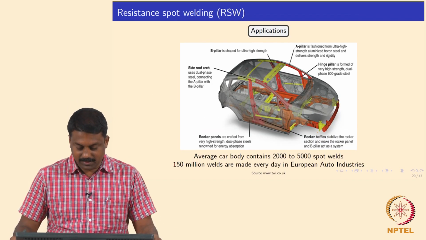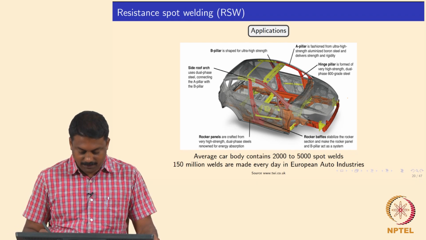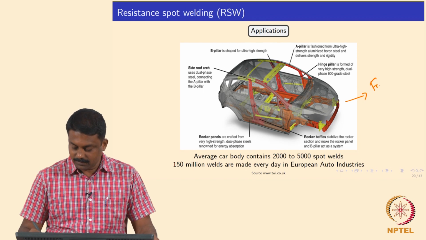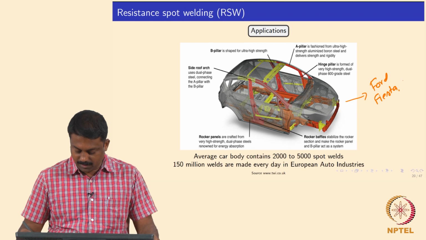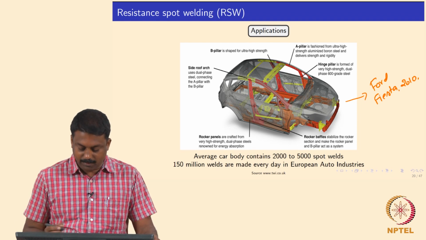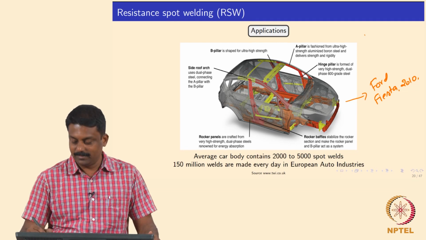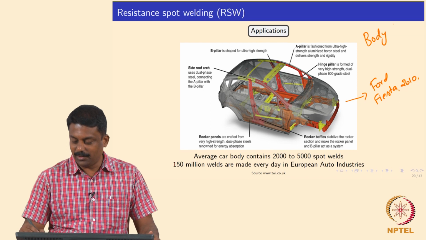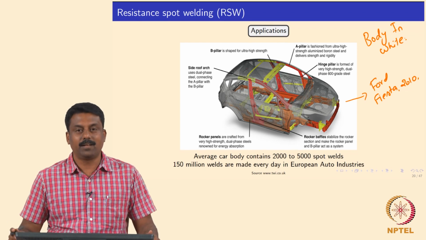So, applications. I just put one example. This is, I think, Ford Fiesta. Okay. I think it is a 2010 model, if I remember correctly. So if you look, this is a body in white. What is body in white? It is not a human body, it is a car body. Okay, so it is called body in white.